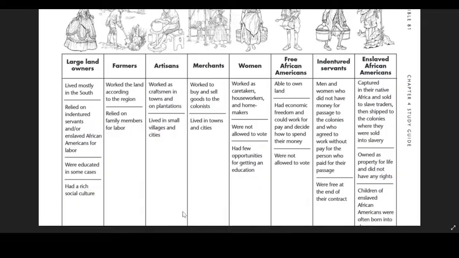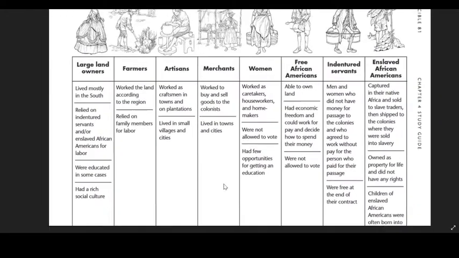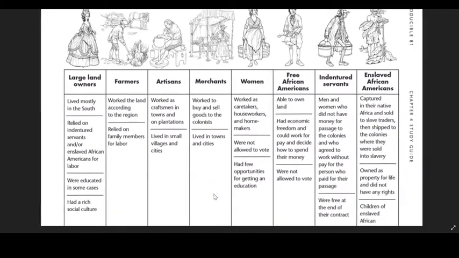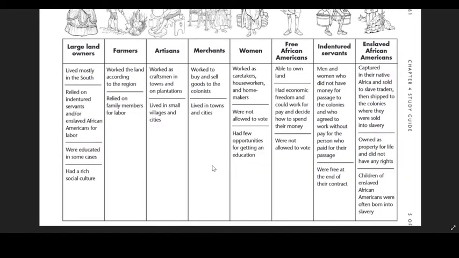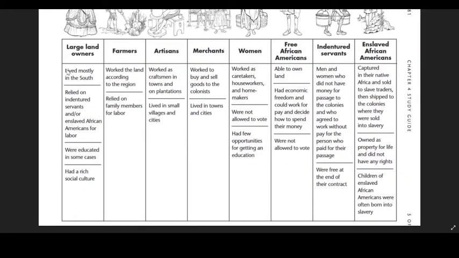Okay, let's go to the next page. All right. And then finally, we've got the different types of people here. We have large landowners. They mostly lived in the South. They relied on indentured servants and/or enslaved African Americans for labor. They were educated, especially if they were rich, and had a rich social culture. Well, I mean, they were all pretty much rich, but the richer you were, the more chance you had in education. They had a rich social culture, a lot of parties, a lot of social gatherings.